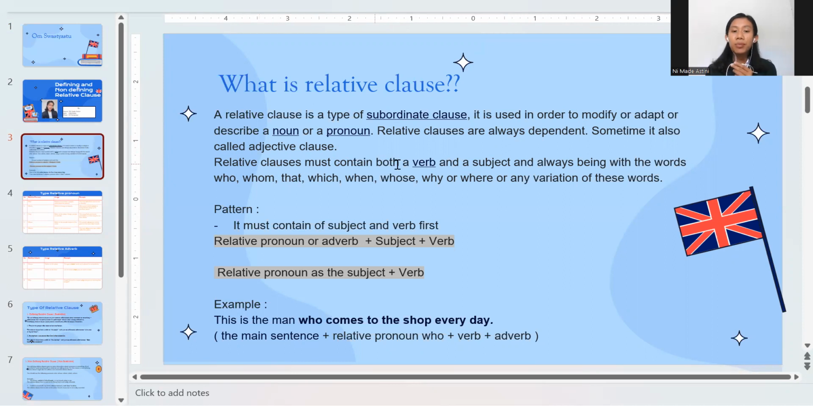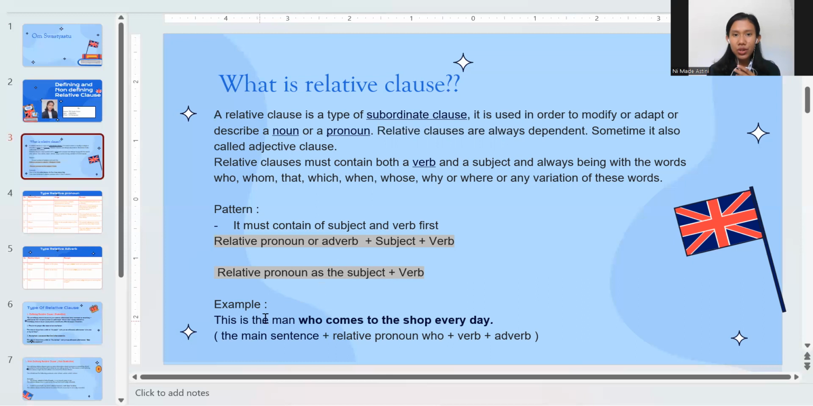Relative clause must contain both a verb and a subject, and always begins with the word who, whom, that, which, when, whose, why, or where, or any variation of these words. The pattern is you need to remember that the relative clause must contain a subject and a verb, and the other pattern will be relative pronoun or adverb plus subject plus verb, or relative pronoun as the subject plus verb.